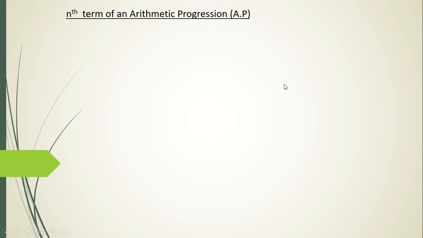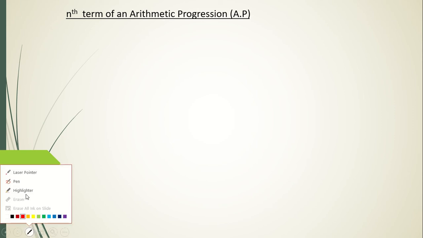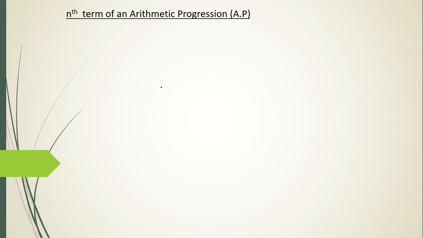In the previous video we have already learned what an AP is. Which sequence do we call an AP? We already know: if the common difference is a constant number, then we call the sequence an arithmetic progression. Right now we are going to derive a very important formula, the formula for the nth term, to find any nth term of the arithmetic progression.